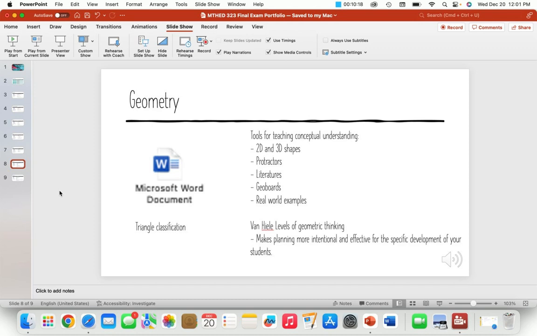And that makes your planning for your lessons so much more intentional and effective, as you need to plan lessons specifically tailored to your students' Van Hiele levels. And that will also allow you to understand where your students still yet need to grow. Then I included a document of me completing a triangle classification.